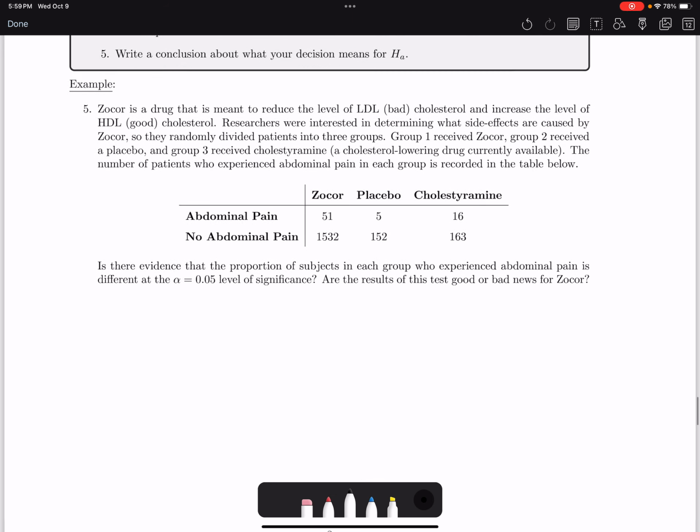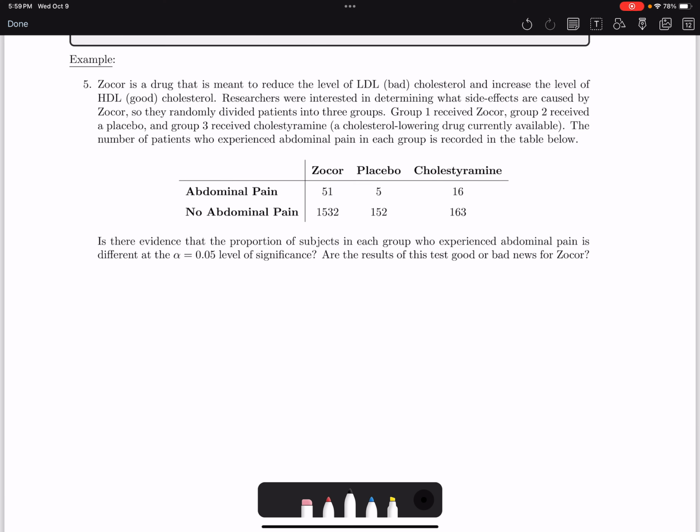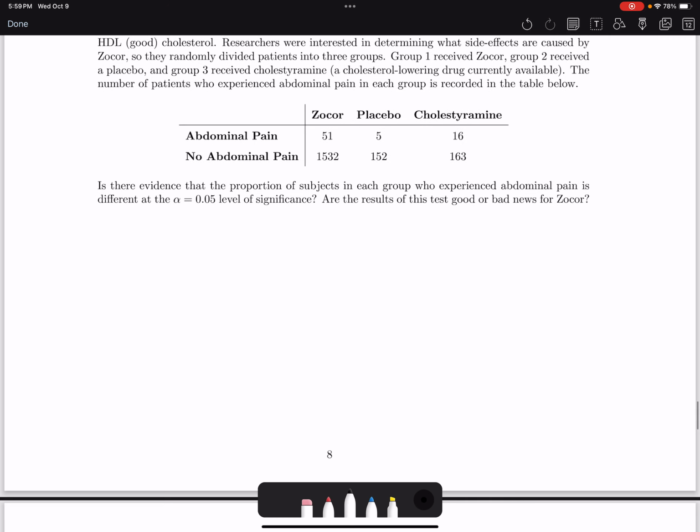So let's just complete the Zocor example that we got started with. It says Zocor is a drug that's meant to lower LDL cholesterol and increase HDL cholesterol. And we want to know if people who take Zocor are more likely to experience abdominal pain. So these are the results. They've given us the results now. They didn't give us the totals, but that's okay. Is there evidence that the proportion of subjects in each group who experience abdominal pain is different?